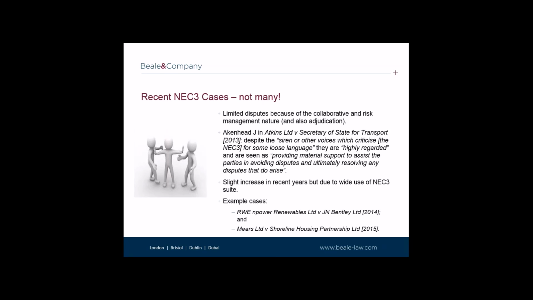The payment mechanism in the contract was based on a price list, which was submitted by Mears in their tender. After tendering, Mears started work, but the contract was not signed for another 6 months.